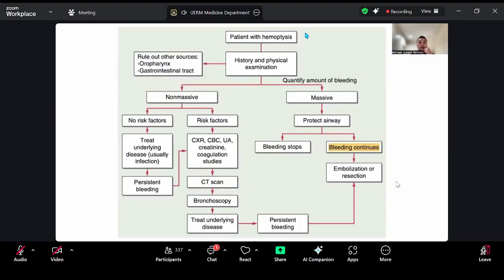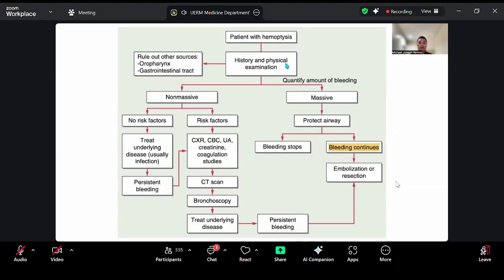This is an algorithm taken from Harrison's on how to approach hemoptysis. And the first step is always to rule out pseudohemoptysis. After which, once we have confirmed hemoptysis, we need to determine whether the hemoptysis is life-threatening or massive versus a non-life-threatening or non-massive hemoptysis.